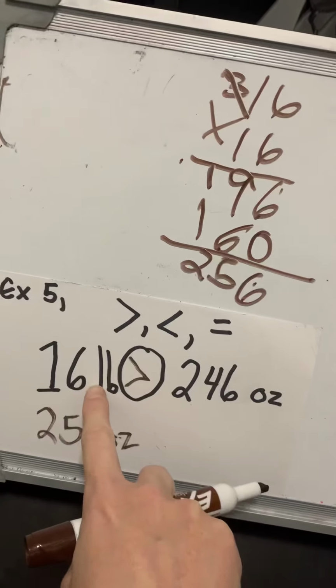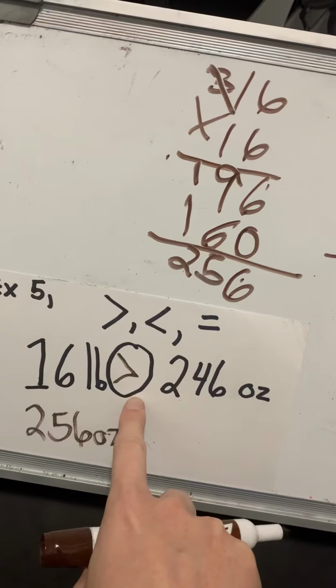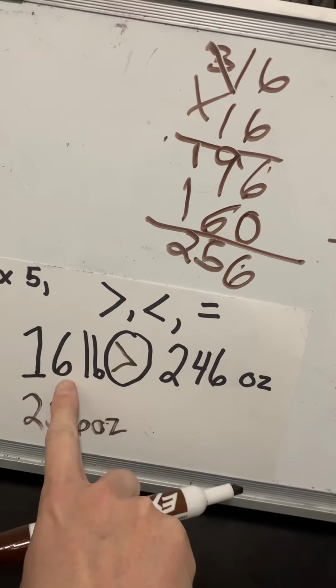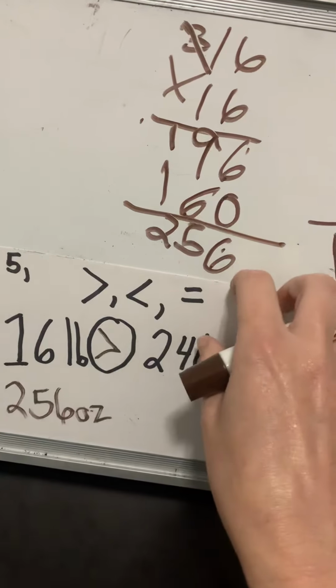That means that 16 pounds is 256 ounces. And that is greater than 246 ounces. So 16 pounds is greater than 246 ounces.